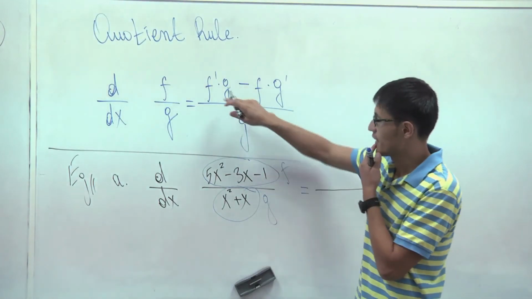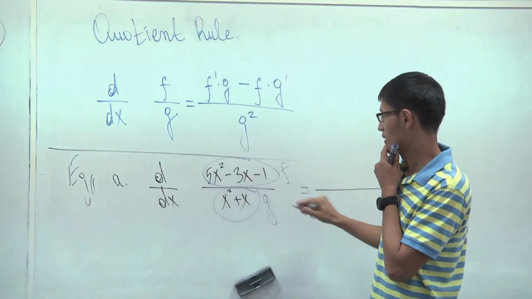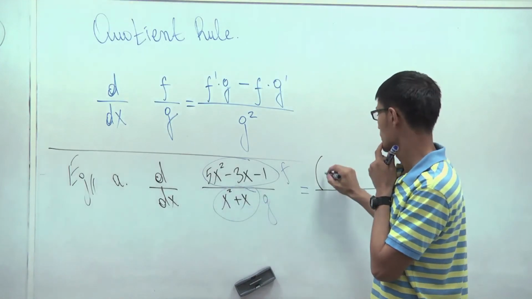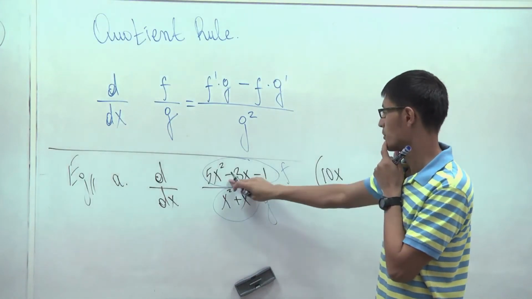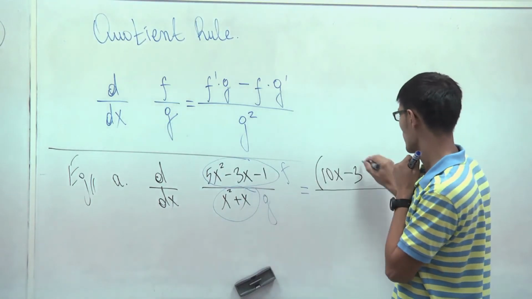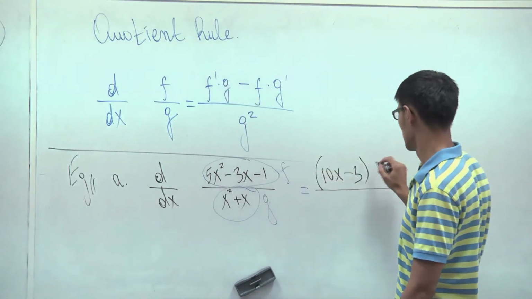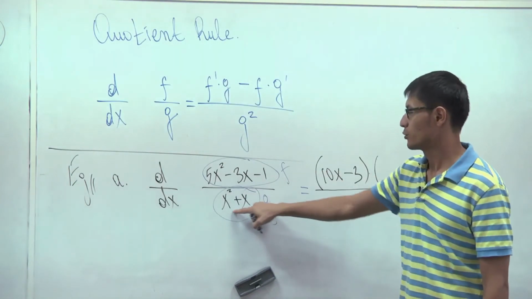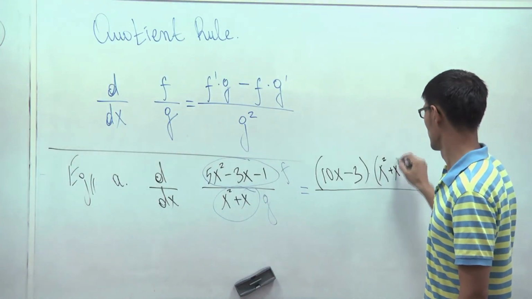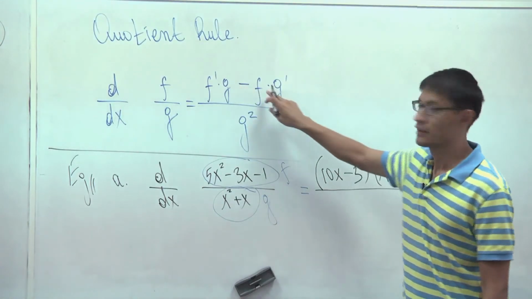So what does the formula say? It says first you take f prime. So this is our f. Then f prime will be, let's see, 5x squared becomes 10x, minus 3x becomes 3, and the 1 is 0. So that's f prime, times g. You multiply by g. You don't change it. You just copy g.